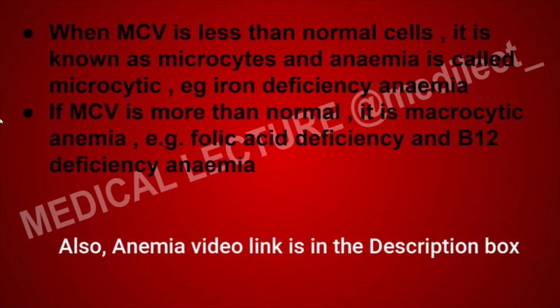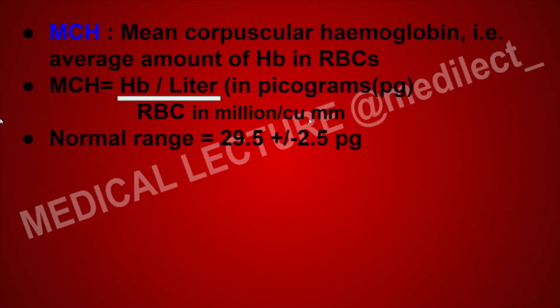Now, if the MCV is more than normal, it is macrocytic anemia. For example, folic acid deficiency or B9 deficiency and B12 deficiency anemia. Again, I have made a separate video on folic acid deficiency and B12 deficiency anemia. Just click on this I button somewhere over here and you can get the detailed video of this.